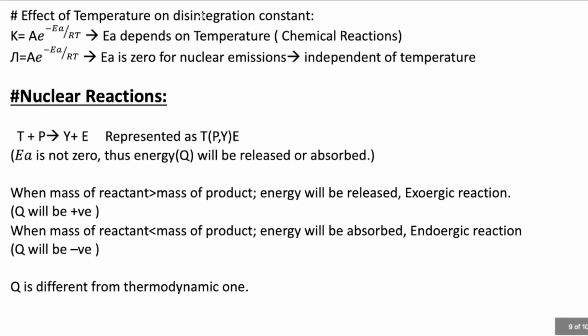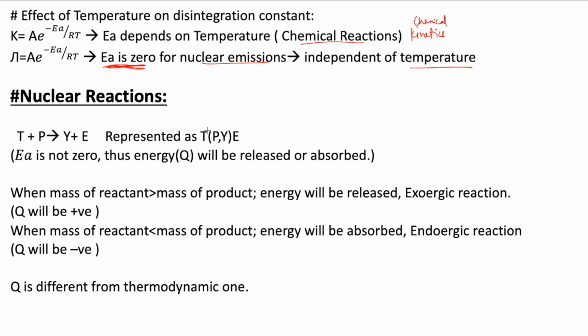Effect of temperature on the disintegration constant. Let's see how it affects. It is similar to what Arrhenius suggested, and it gets affected in the same way. We have studied in chemical kinetics that k = A e^(-Ea/RT). Here k is replaced by λ. So λ = A e^(-Ea/RT), where Ea is 0 for nuclear emissions. That's why nuclear emissions are temperature independent.